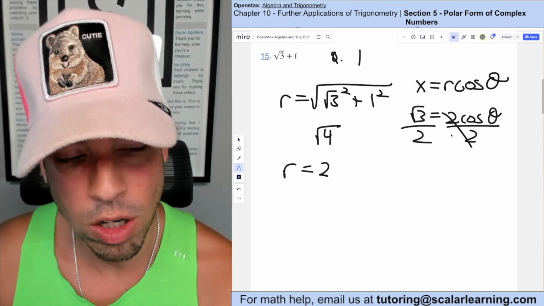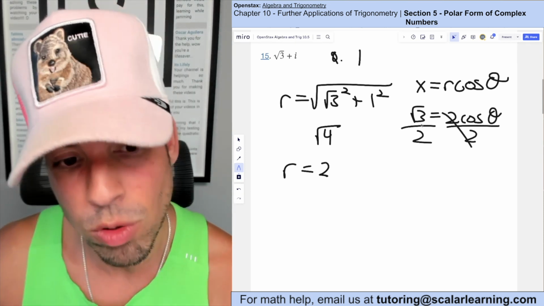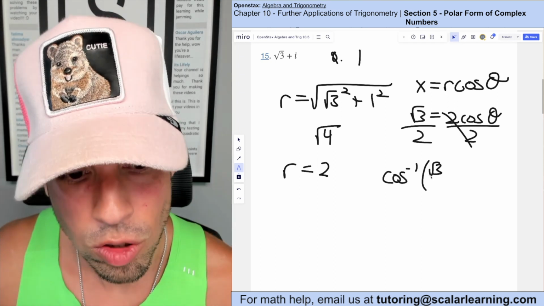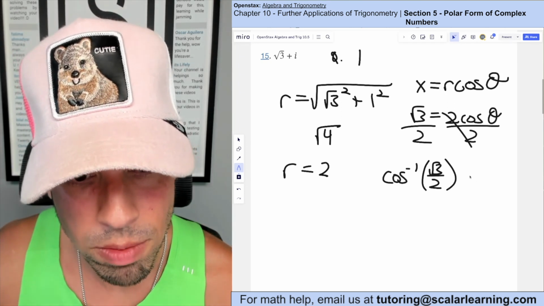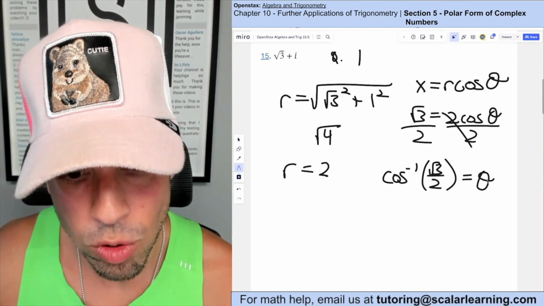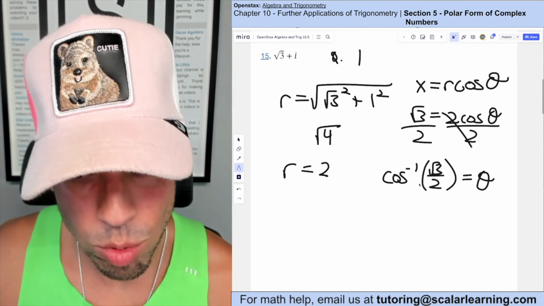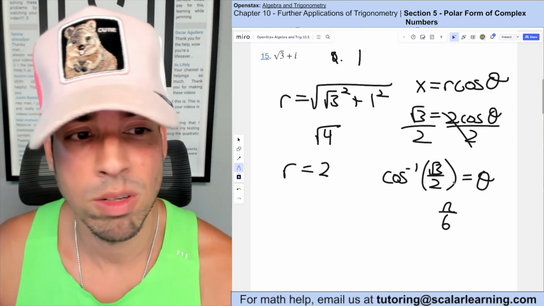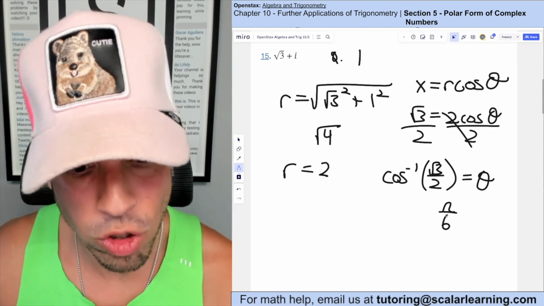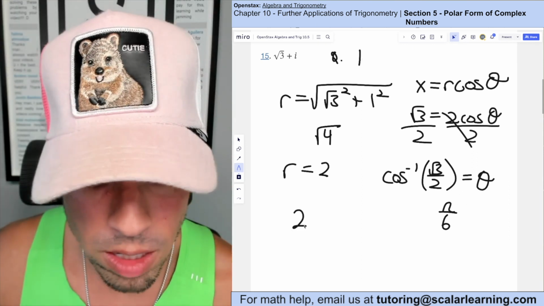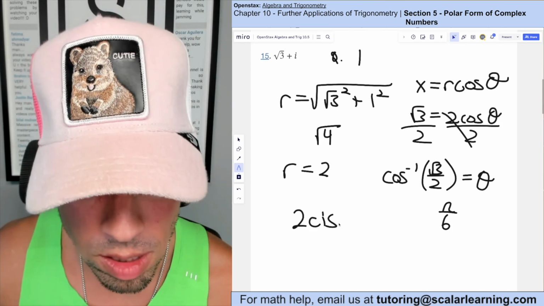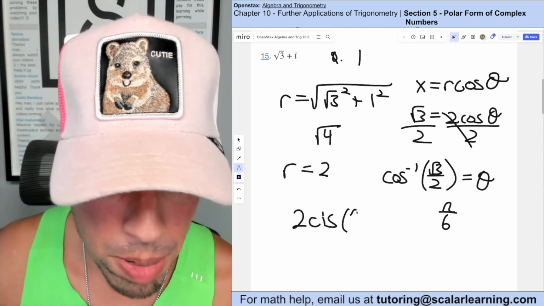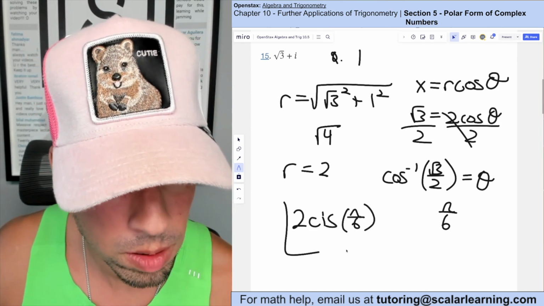Then I have to take arc cosine. Now you might recognize rad 3 over 2. It's in the unit circle. So arc cosine of rad 3 over 2 is 30 degrees, or in radians, which is how they present it in the back of the book, that's pi over 6. And we know that's good because we're trying to find something in the first quadrant. Hence, our final answer is 2, and then this nice little abbreviation, cis pi over 6, boom, done.